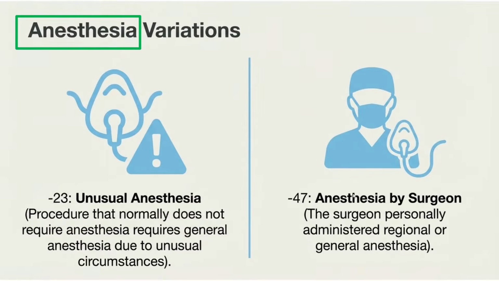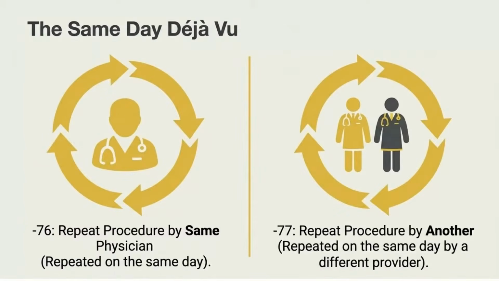And 47, this is anesthesia by a surgeon. Now, coders, the key is this is general anesthesia by a surgeon, not just topical or anything like that. This is general anesthesia. Sometimes that surgeon has to administer that. Typically anesthesiologists would administer the anesthesia, but when a surgeon does, you'll use a surgery code and append modifier 47. So I hope that makes sense.